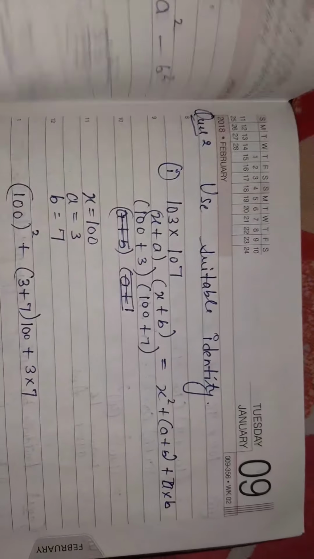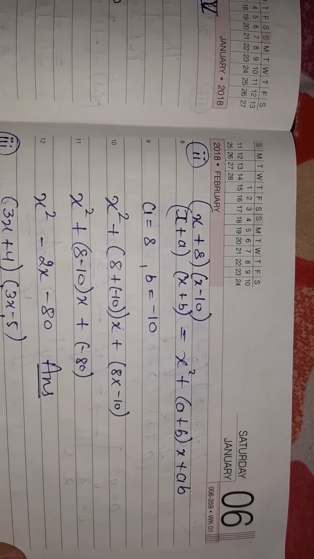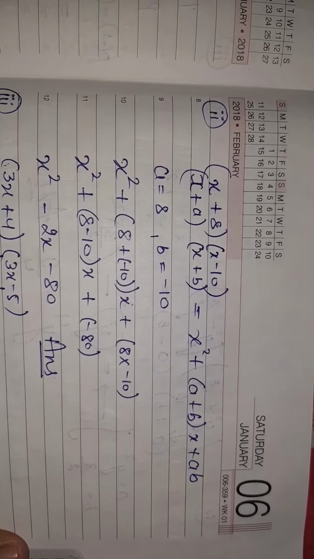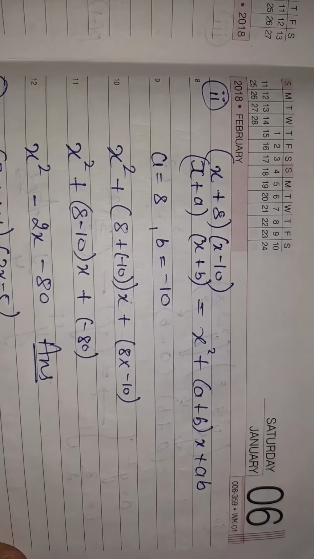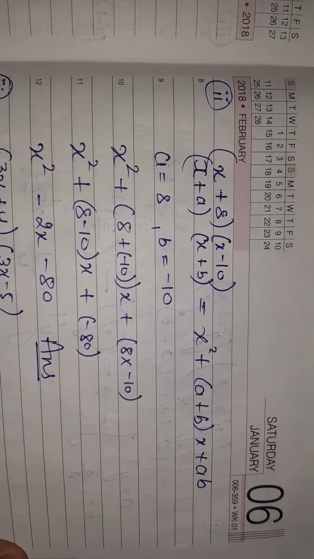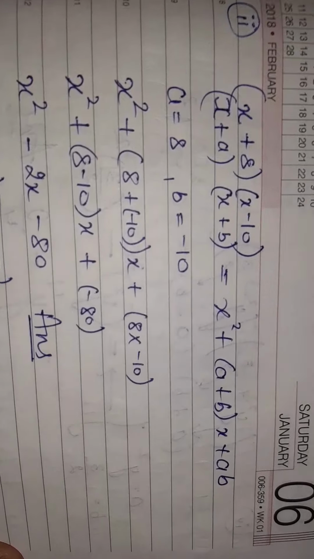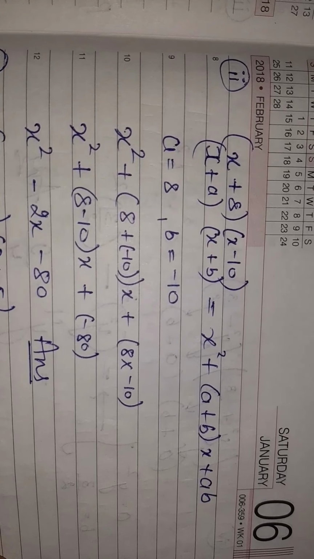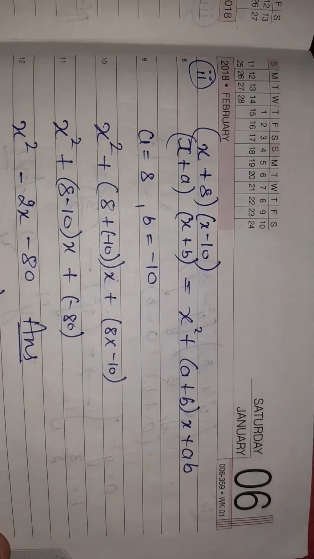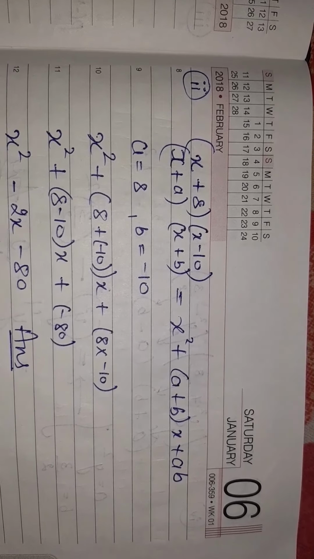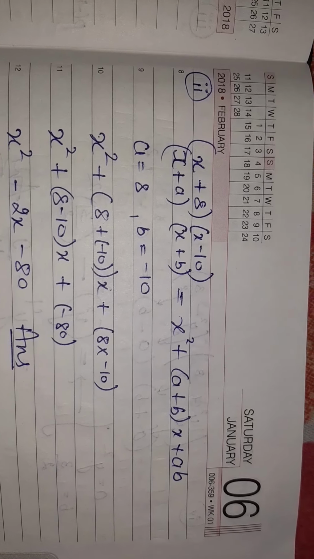Second part. (x + 8)(x − 10). Here a is equal to 8 and b is equal to minus 10. Just look at it very carefully. Yes or no? Again put the values of a and b and find the answer. See it very carefully. 8 plus minus 10, plus minus minus. 8 minus 10 is minus 2. Got it?